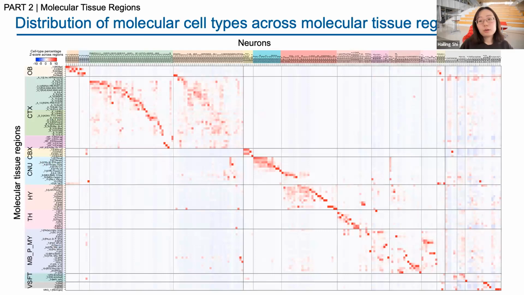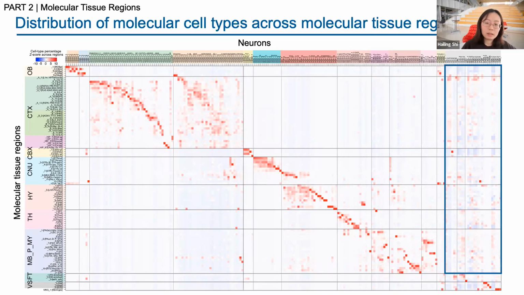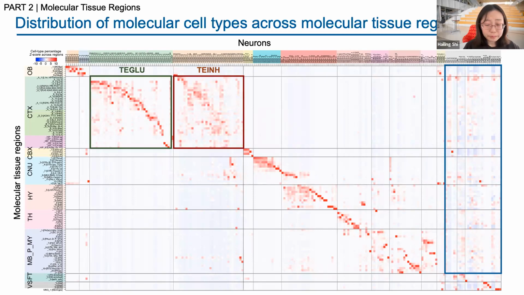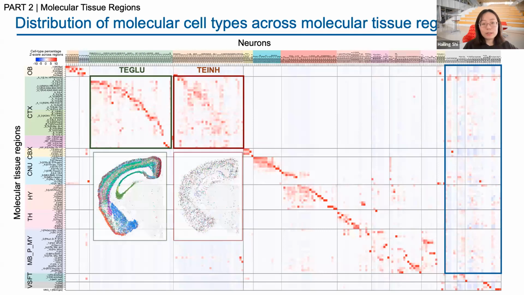With these two sets of molecular definition, we have this heat map plot to show the distribution of individual cell types across molecular tissue regions. And clearly, we can see the difference in the distribution or the regionalization extent comparing the neurons and non-neurons. The non-neurons are more widely distributed and have a larger scale spatial pattern compared to neurons. Within the neurons, we observe that many excitatory neurons reside in defined molecular tissue regions, as highlighted by this cross-diagonal pattern in the heat map. Resembling the patterns in the spatial maps we observed a few slides ago.